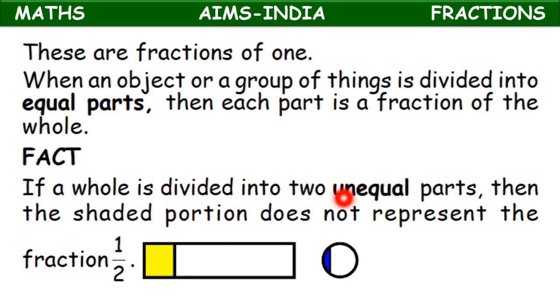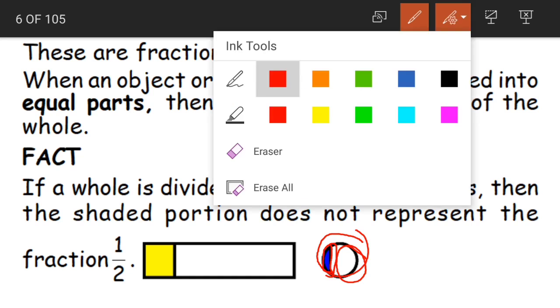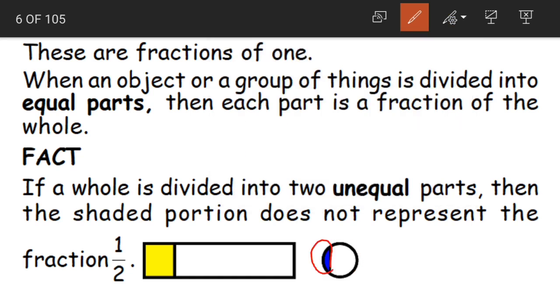Fact: if a whole is divided into unequal parts, then the shaded portion does not represent the fraction half. What are we saying? Suppose this is the cake, and you have given only this much part to your brother or sister and you have taken the bigger part for yourself. Is it equal dividing? No, right? You are taking the bigger one and giving away the smaller part. These are not equal parts, so it does not represent half. Each part here does not represent one half. That is what they are saying.